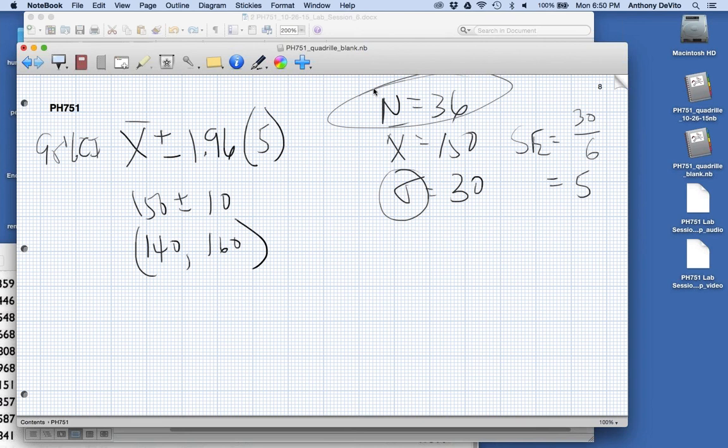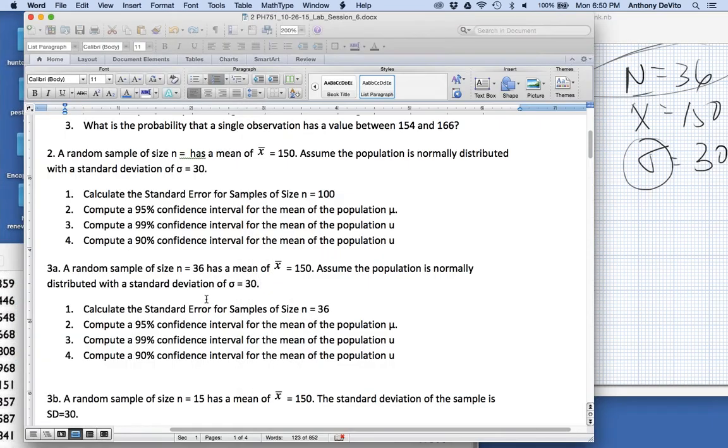That makes sense because we're less certain of what the mean is. If we take a sample of only 36, we're less certain that that's really the mean than if we took a sample size of 100. You could go back now and do the same thing with the 99 and 90% confidence interval. All it would change is that 1.96. Okay, now let's go to 3B.